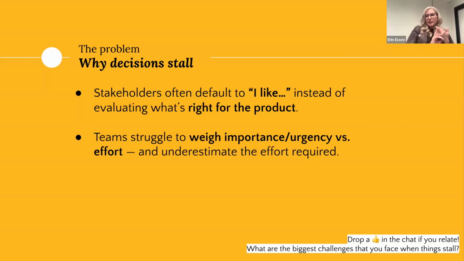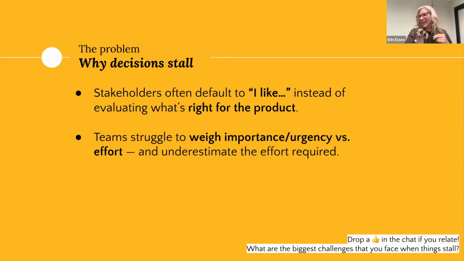The other thing that I see a lot is that teams tend to struggle with weighing importance and urgency versus effort, right? And so we can underestimate the amount of effort that's required. And these things sometimes are done in silos, and they really should be done as a team, and it just really can drag out the process. Yeah, everyone getting on the same page for pros and cons.